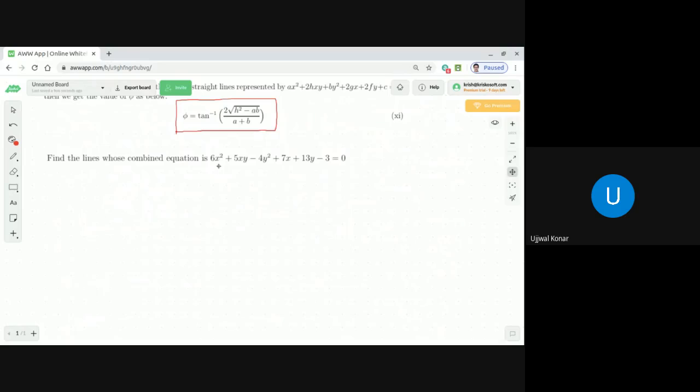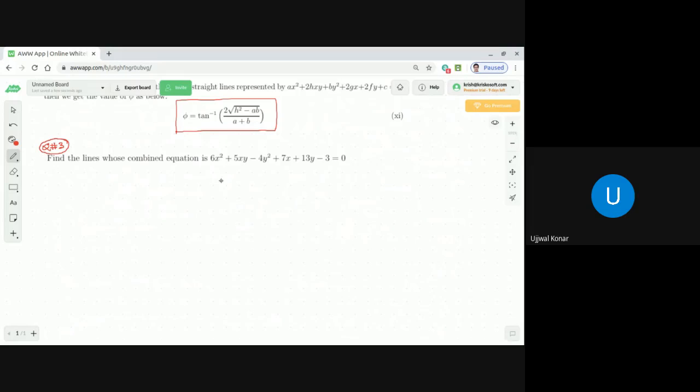The question here is: find the lines whose combined equation is 6x² + 5xy − 4y² + 7x + 13y − 3 = 0. We have solved one problem like this today, but in this particular problem I'm going to approach it with a different technique. The equation you see here, 6x² + 5xy − 4y² + 7x + 13y − 3 = 0, is a general equation of second degree in x and y.